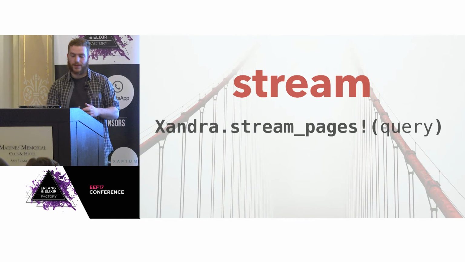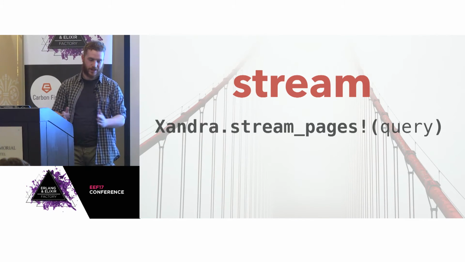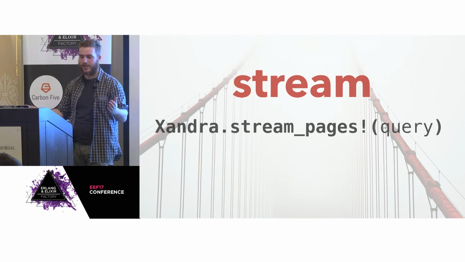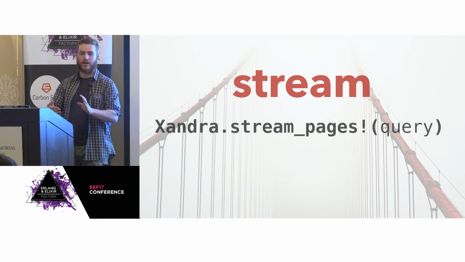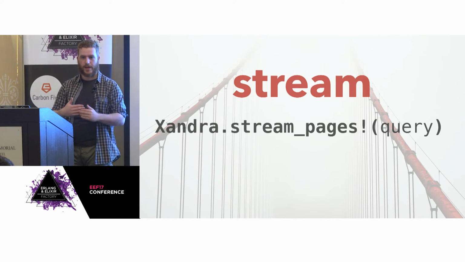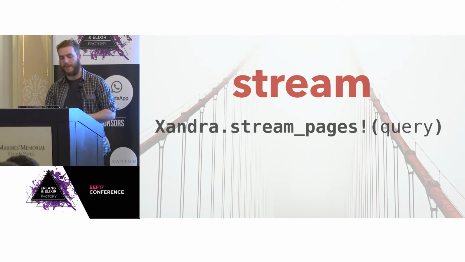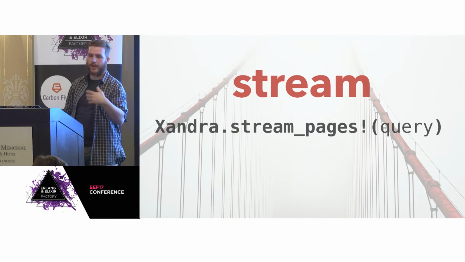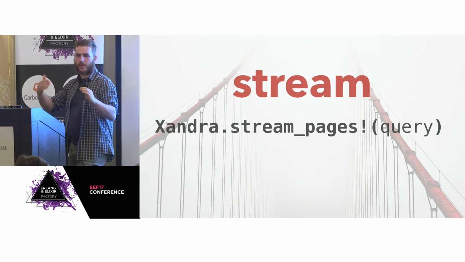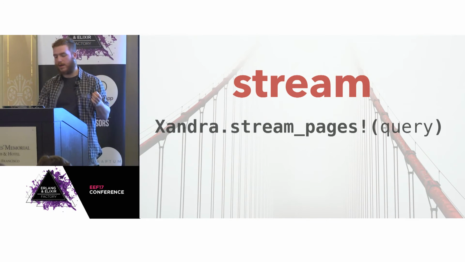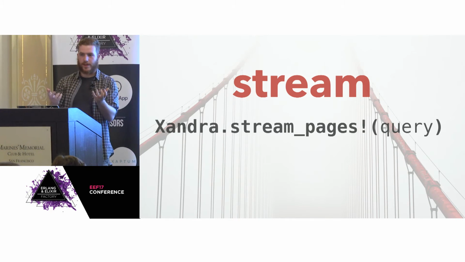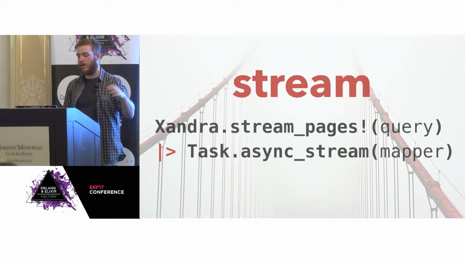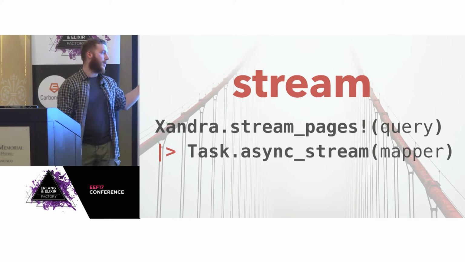If you think about this set of pages that form the result set of a query, you can think about it as a stream, right? Because it's a collection of pages, and you can compute the next one on demand by issuing the query again and getting the results. So we provide a function called Cassandra stream pages, where you provide a query, and it returns a stream of results for this query. Since a stream exists in Elixir, we can use Elixir tools to work with it. One of the tools that I really like is the Task async stream function.